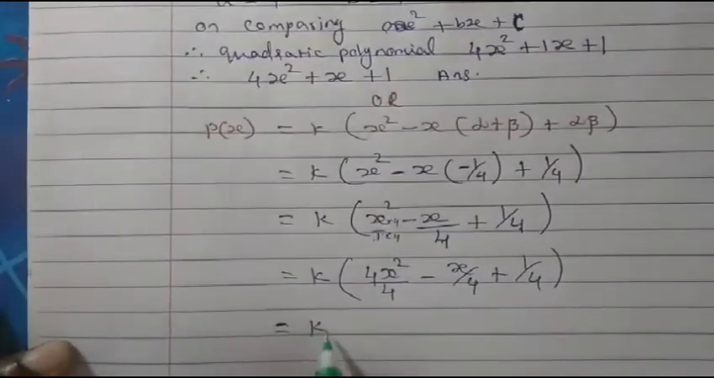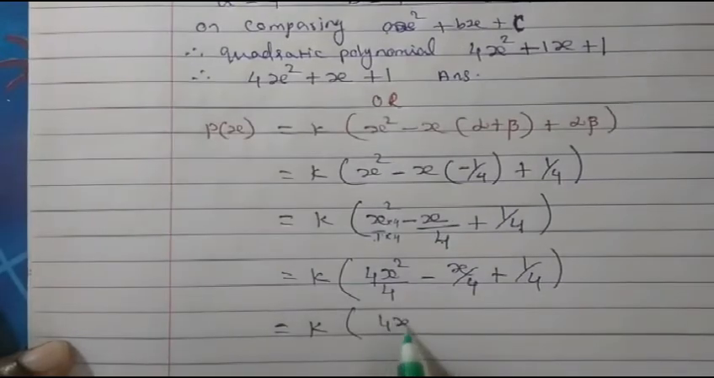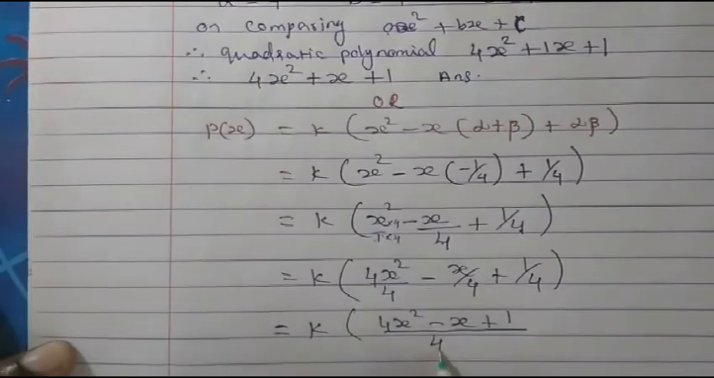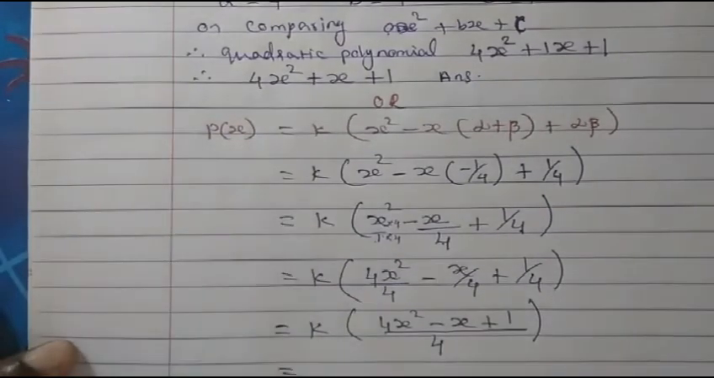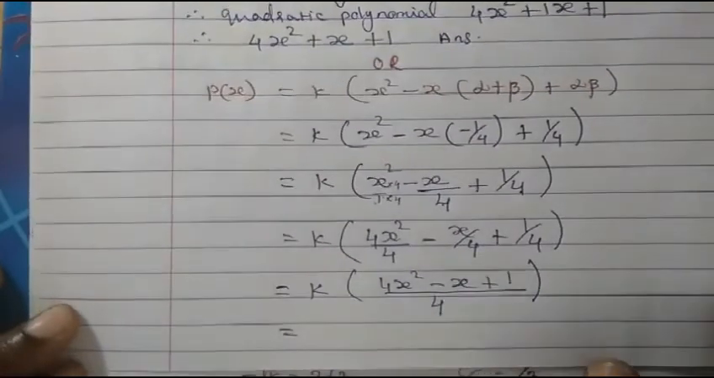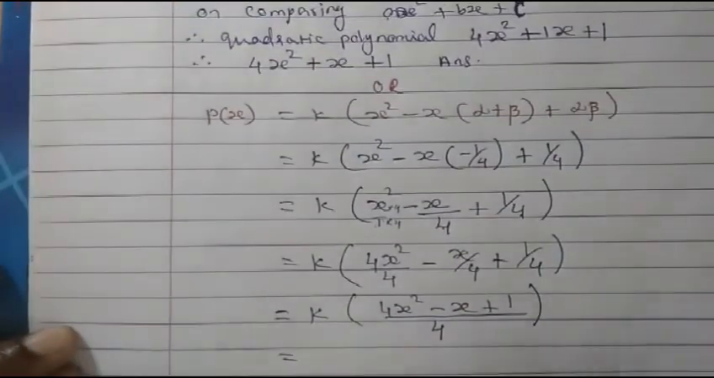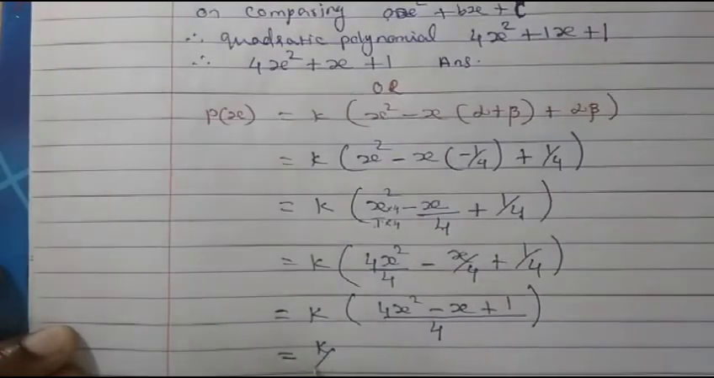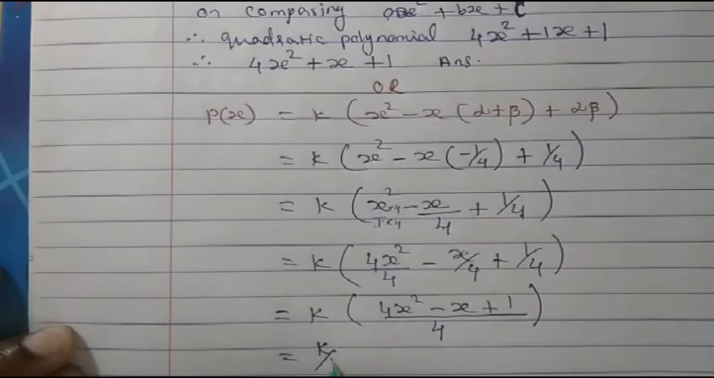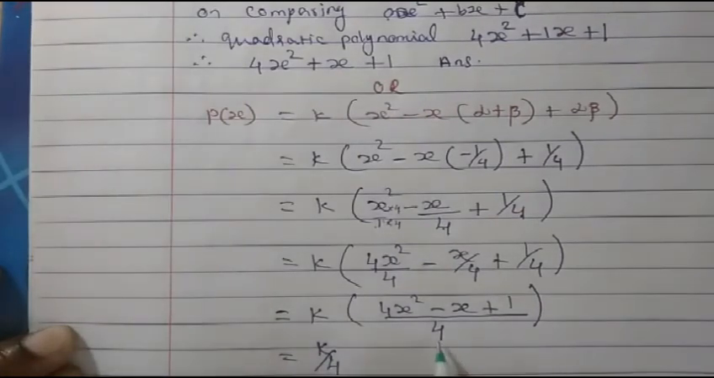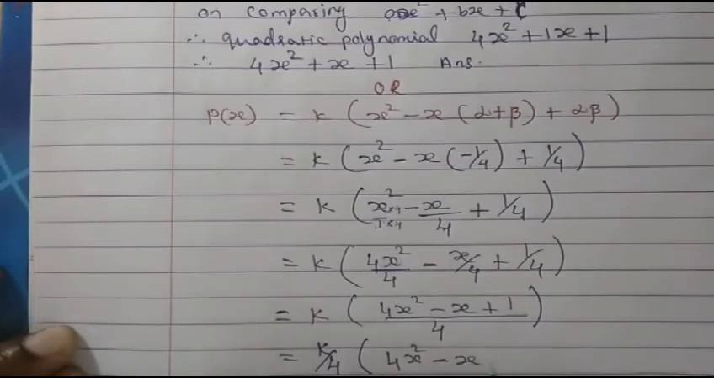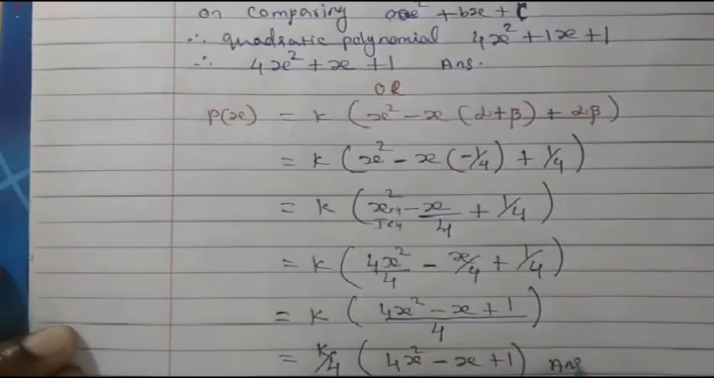So what we will get, 4x square minus x plus 1. The denominator we have is 4, so we write 4 in common. So now 4 upon 4 we will bring out, and inside we will get 4x square minus x plus 1. So this is our answer.